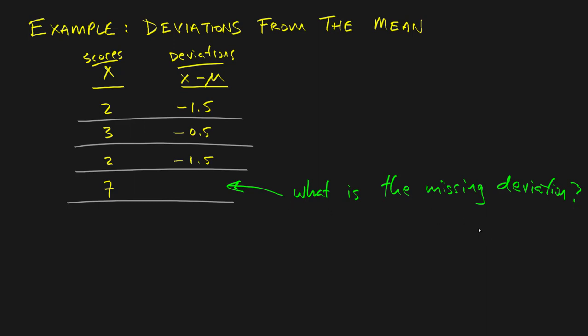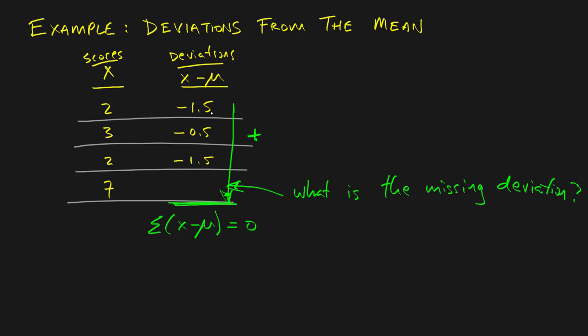Now, there's a couple of ways that you can do this, but what you really don't need to worry about is the fact that you don't have the mean. One of the simplest ways to do this is to realize that when you sum up your deviations, so when you sum this entire column, the sum of deviations always comes out to be 0.